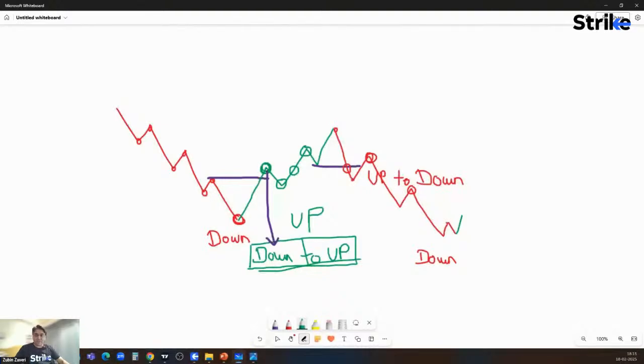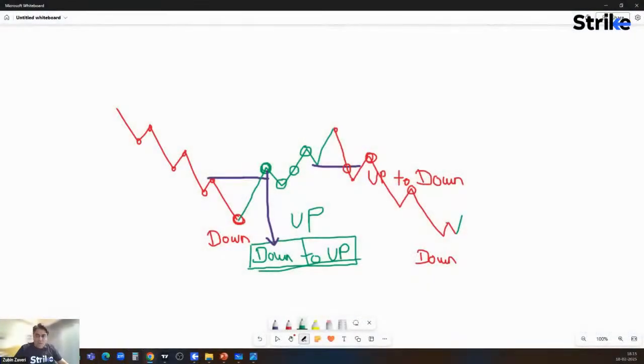Is that clear, my friends? Did you all understand this particular concept of how the trend changes? So there are four possibilities. Either the trend is down or the trend is up. Either the trend is changing from down to up or from up to down. Clear? Of course, all those things we will be understanding, but I hope you have got these four things.